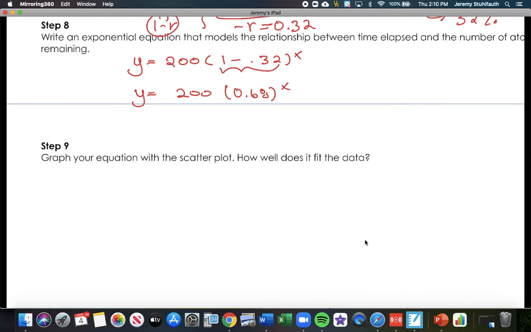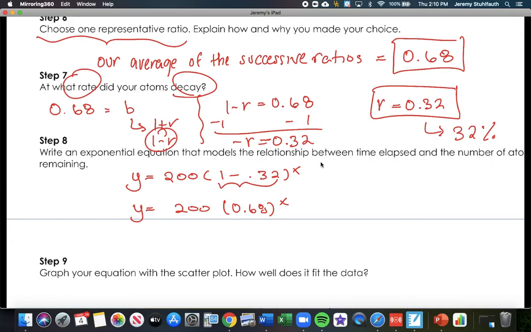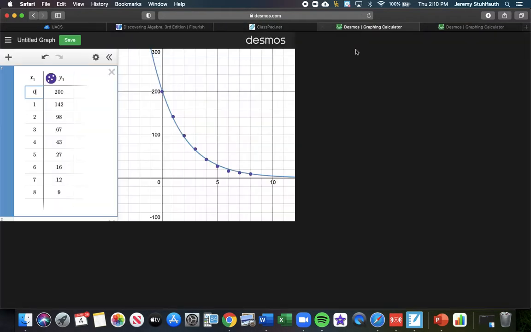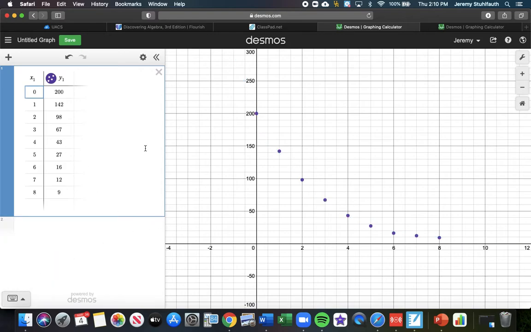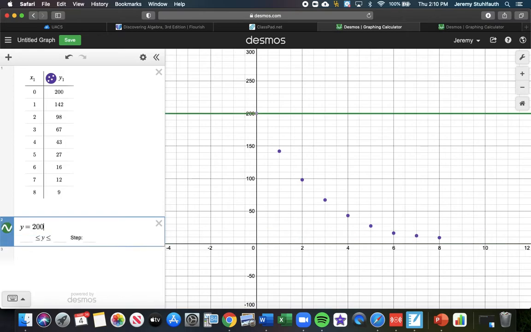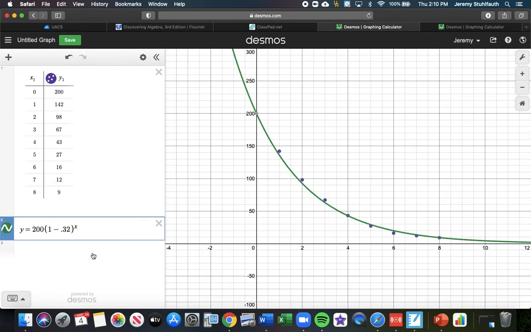Now, if we wanted to see how well this equation represented this data, we would need to plot our data on Desmos. So if we do that, here we have all of our data from our simulation, and if we type in our equation, y equals 200 times 1 minus 0.32 raised to the x power, you'll see that that green line does in fact represent that data fairly well. You can also see y equals 200 times 0.68 to the x power, so you can see that those are the same equations. So in step 9, it asks how well does it fit the data? It represents it pretty well.